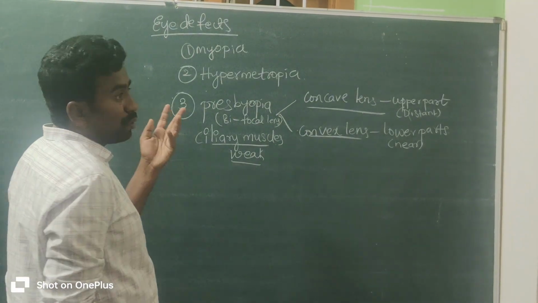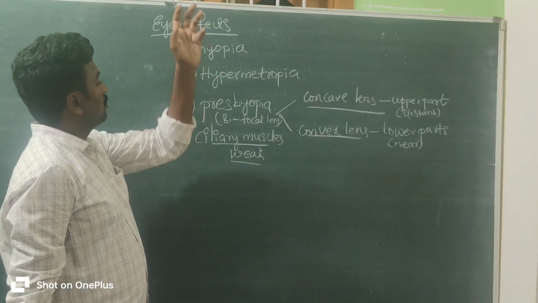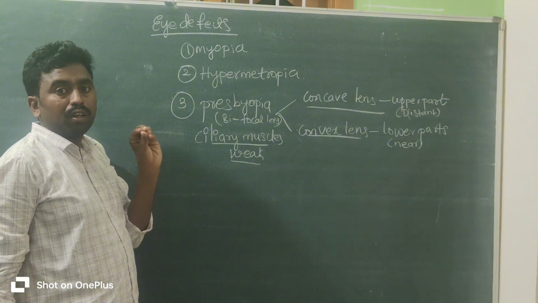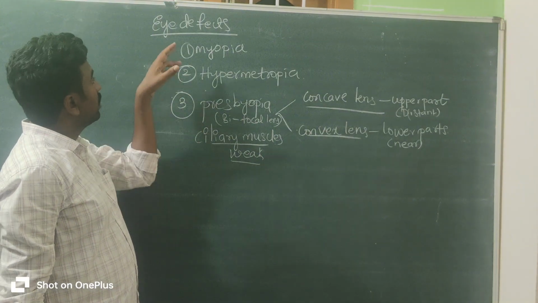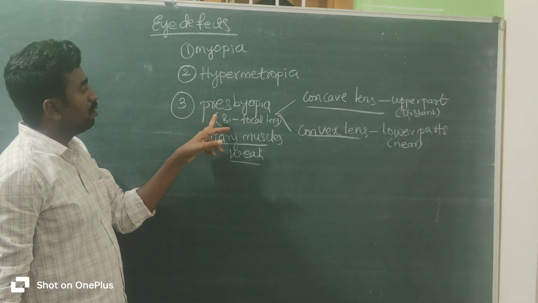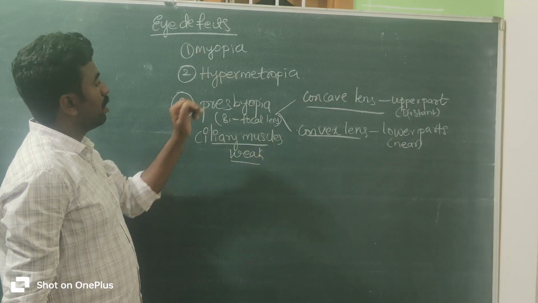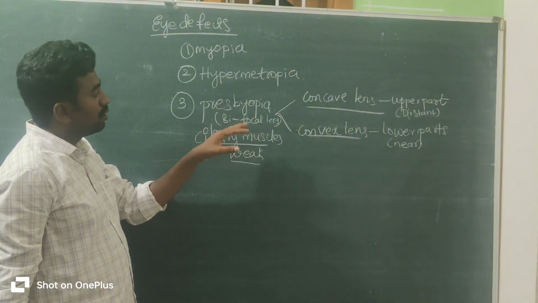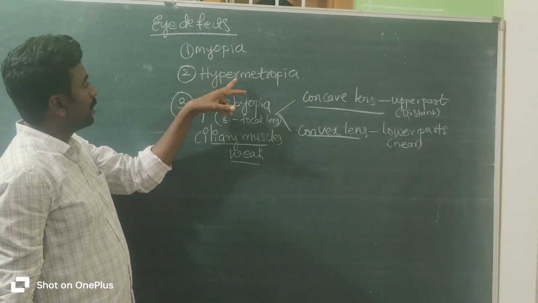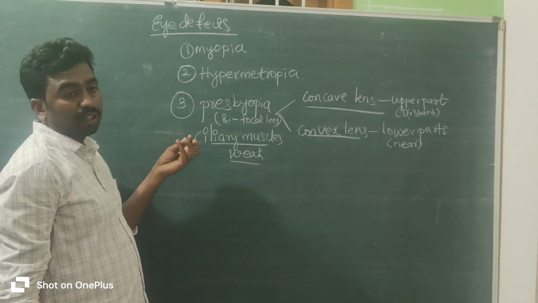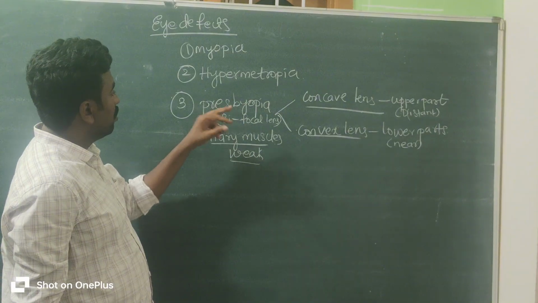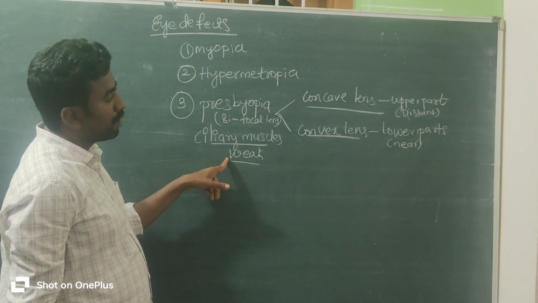Due to difficulty in adjustment of ciliary muscles, there are three eye defects. First is myopia, second hypermetropia, third presbyopia. Already we discussed myopia and hypermetropia. A person who has presbyopia suffers from both myopia and hypermetropia. Generally, old people suffer from this kind of defect. In presbyopia, the ciliary muscles become very weak.